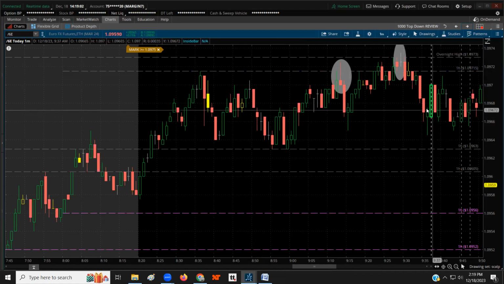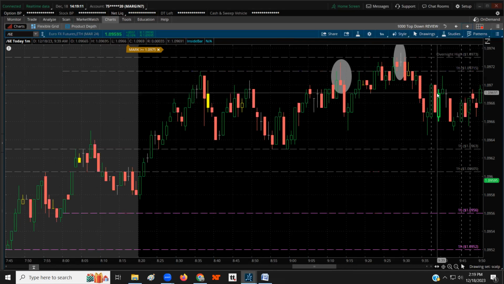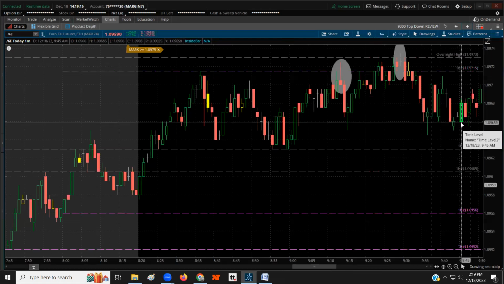So this next candle, when it took out that high, I bought it. I went long, 9:37 a.m., in long. And then again, it came back down on weakness. I liked it again. I bought again.